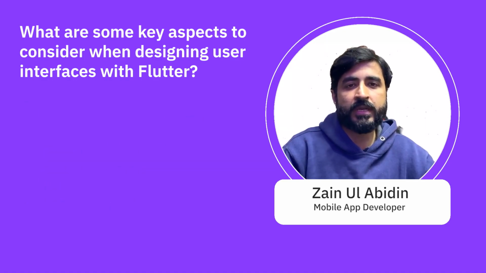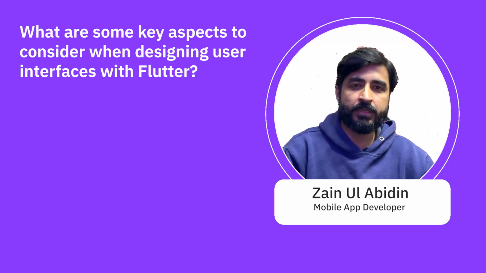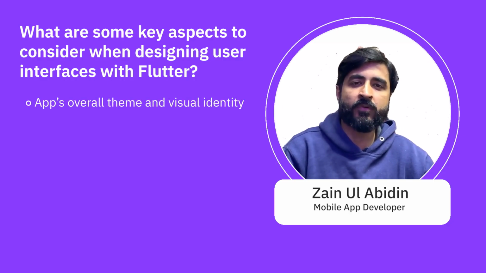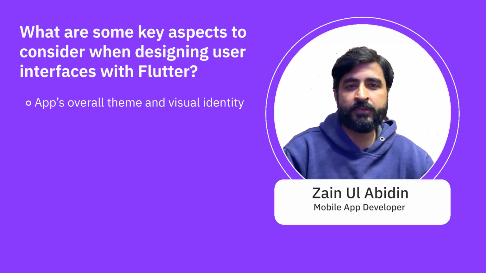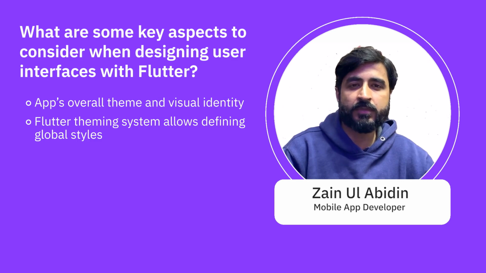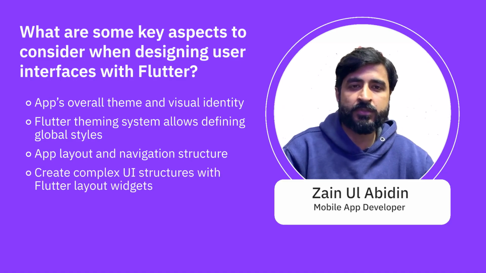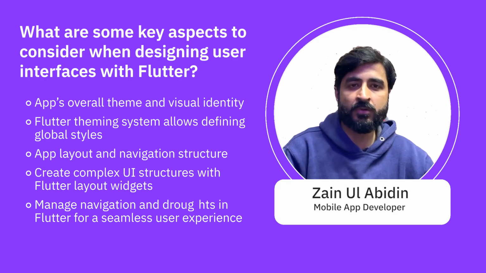Designing user interfaces with Flutter has been an exciting part of my development journey. A key aspect to consider is the app's overall theme and visual identity, which include color, fonts, and widget styles. Flutter's theming system allows you to define global styles that can be applied throughout the app. Another important aspect is the app layout and navigation structure. Using Flutter layout widgets like rows, columns, and stack, you can create complex UI structures. Additionally, understanding how to manage navigation and routes in Flutter is crucial for providing a seamless user experience across different screens of your app.